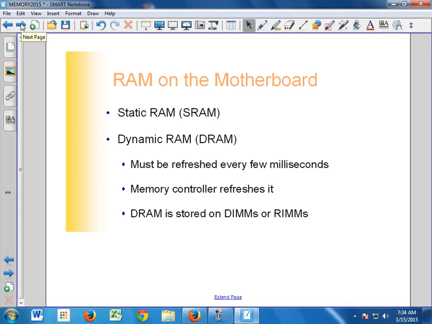And by the way, this is all note stuff, probably going to be on the test. We have 2 kinds of memory in our computers. We have static and we have dynamic memory, okay? Static memory is just that. When you write to it, it stays there as long as there's power. It still disappears if the power turns off, but it doesn't have to be refreshed. Dynamic memory needs to be refreshed every few milliseconds. Okay? It's continually being rewritten over and over and over, and the memory controller on the motherboard is what refreshes that.